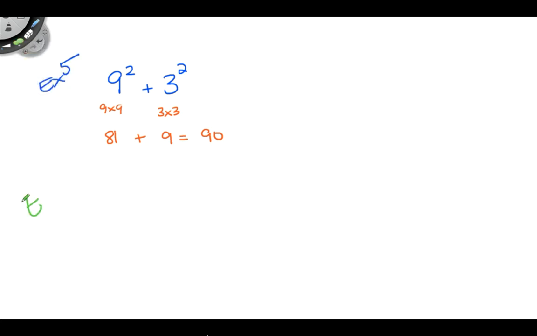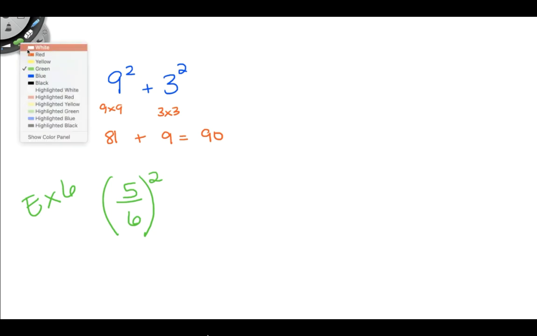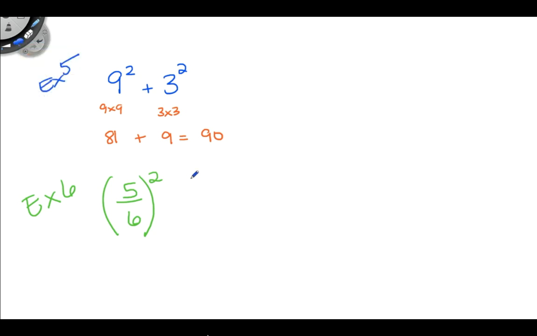Let's try example 6. Same thing as if you have a fraction. If the whole fraction is inside a group of parentheses, you're going to square the 5 and square the 6. So if you kind of want to take it out of parentheses to look at it this way, you could say 5 squared and 6 squared. All right, well 5 squared is 25. 6 squared is 36. And that's your final answer.